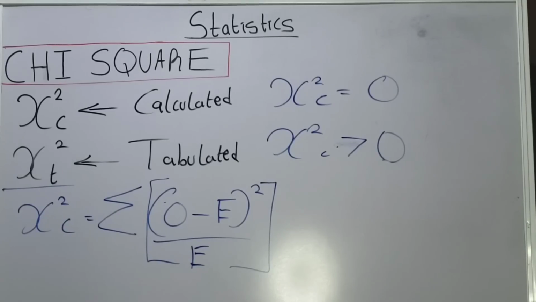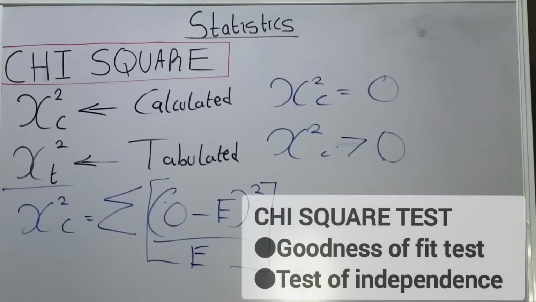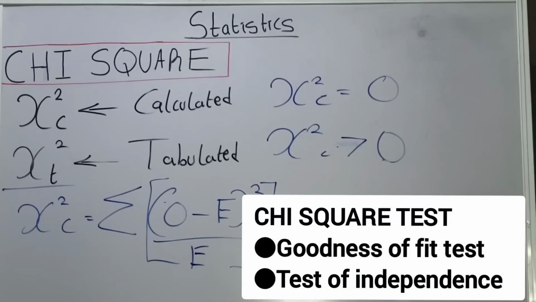Now, there are two tests in chi-squared. The first test is the goodness of fit test, and the second test is the test of independence. Each of these tests uses different sets. This makes the degree of freedom to be different.